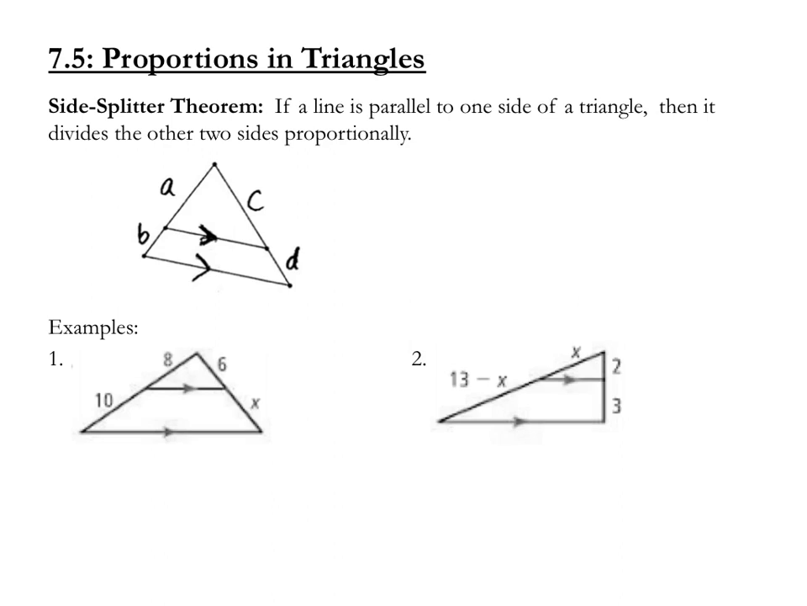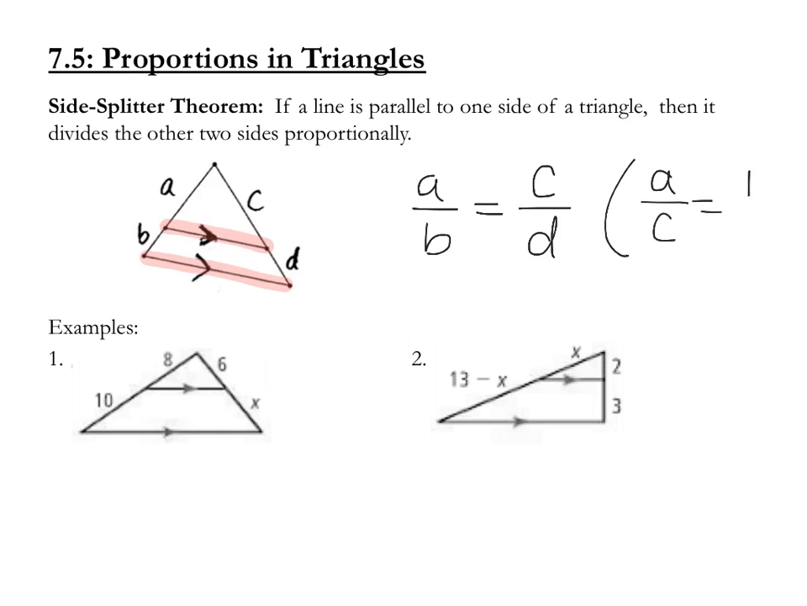The first scenario is what's called the side splitter theorem. It says that if you have a parallel line in your triangle, that it is going to split the two sides proportionally. So those two parallel sides tell me that it's going to split proportionally, and that A over B would be equivalent to C over D. Another way to set up the proportion is you could do A over C equals B over D, and you would get the same answer.